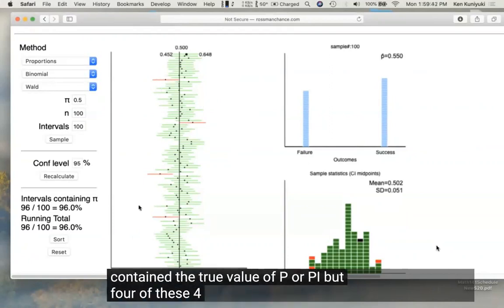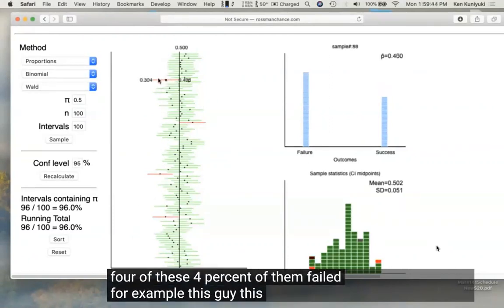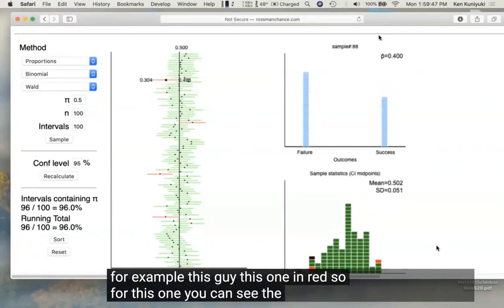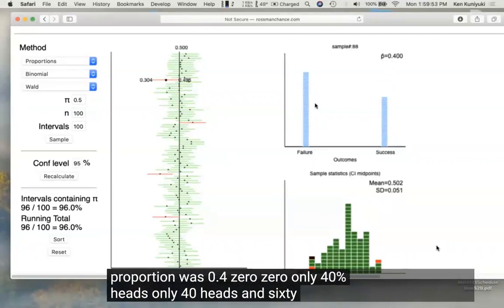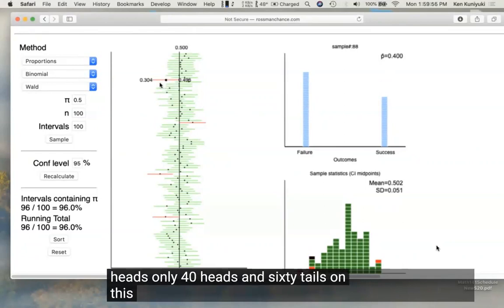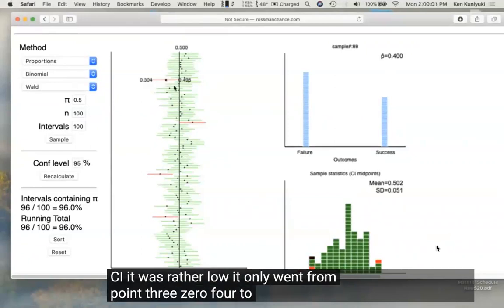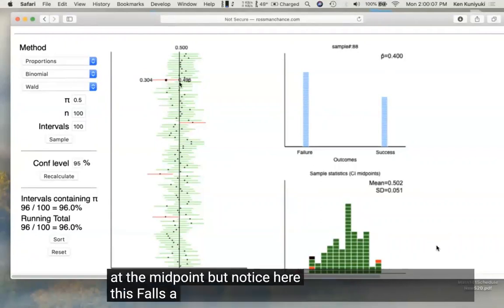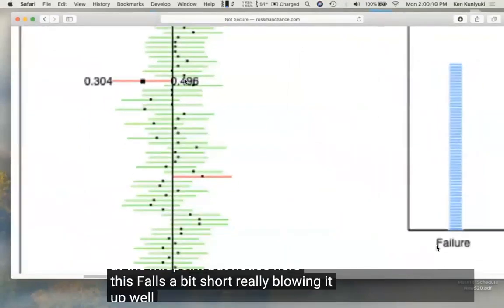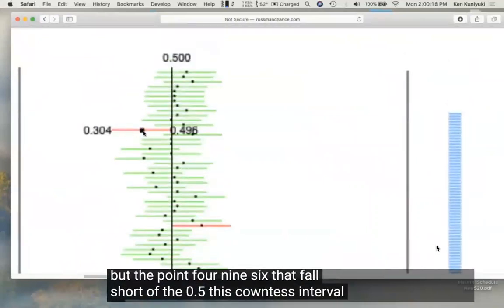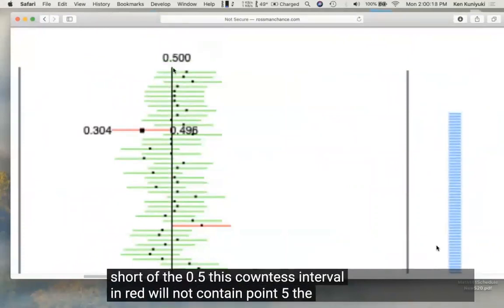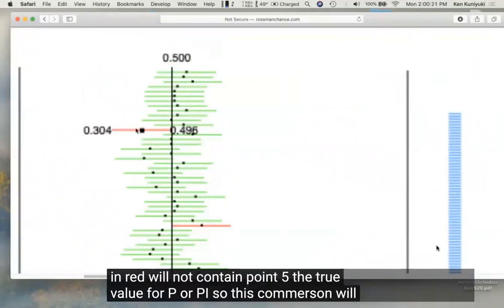But 4 of these, 4% of them, failed. For example, this one in red. For this one, you can see the sample proportion was 0.400, only 40% heads, only 40 heads and 60 tails in this experiment for this person. So the CI was rather low. It only went from 0.304 to 0.496 with 0.4 at the midpoint. But notice here, this falls a bit short. Really blowing it up, you have to blow it up quite a bit, but the 0.496 falls short of the 0.5. This confidence interval in red will not contain 0.5, the true value for p or pi. So this confidence interval fails.